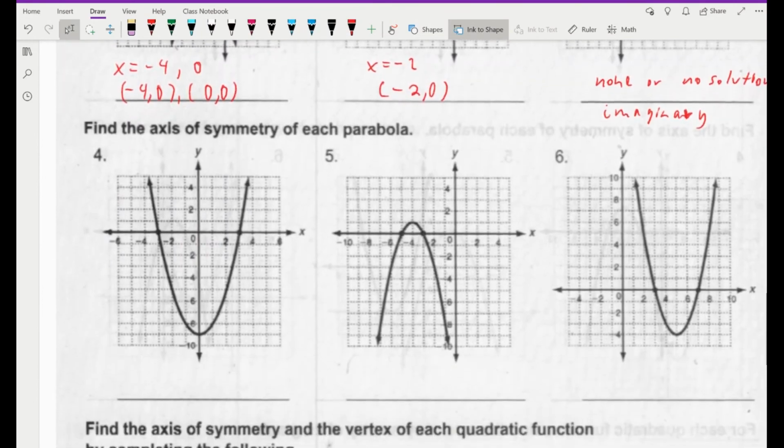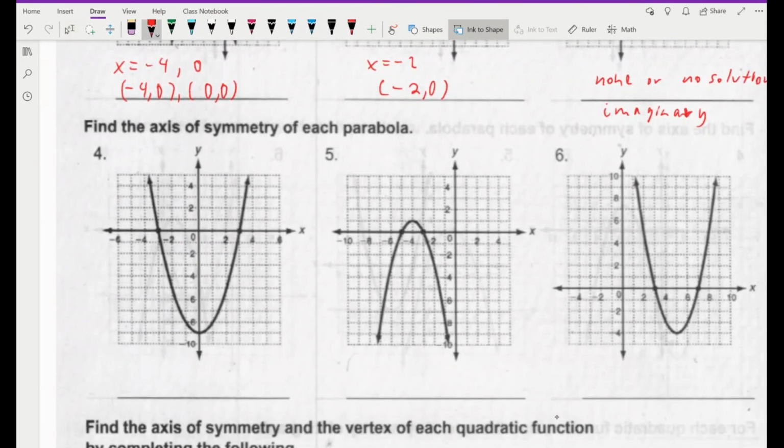Number 4 says find the axis of symmetry. Well, we can see right here that it passes right through the center. And this would be written as, it's always x equals. And it's x equals what? Is it the -7 down here? Or is it going to be the vertical line that passes through the y-axis? It is the vertical line that passes through the y-axis, and that is x equals 0. Now for this axis of symmetry, it's passing right through here, and it's x equals -4.